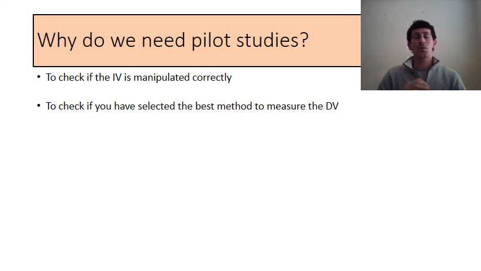Also, we need to check whether we're using the best methods to measure changes in our dependent variable. If we're doing a study on aggression, how are we measuring aggression? If we run a pilot study and we realize, right, that doesn't measure aggression at all, then we need to change the way we're doing it.